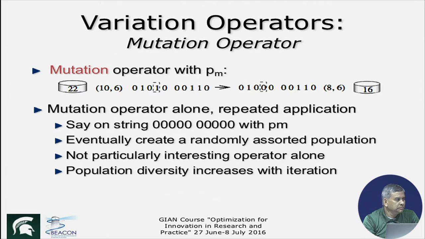Mutation is more like a perturbation. So when you change a bit, mostly if it takes place in the least significant bits, you're just slightly changing yourself. Even if the string is infeasible, it could make it feasible or the other way around. It can make it the other way around as well.